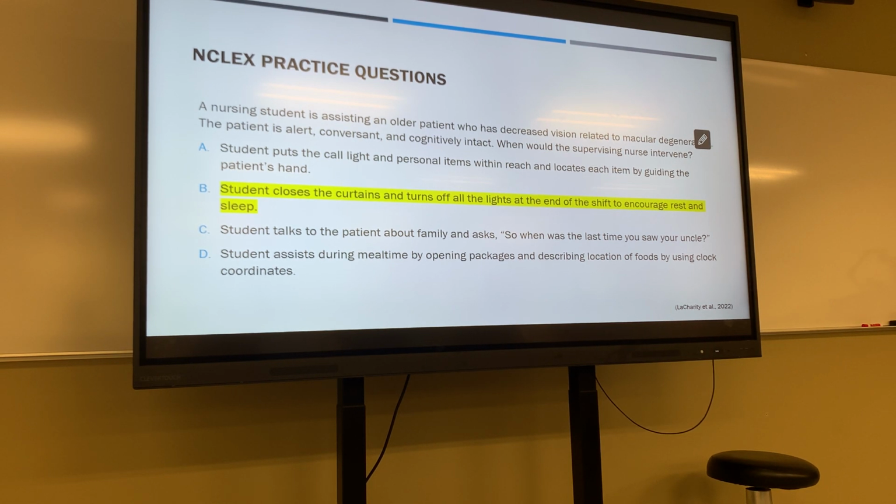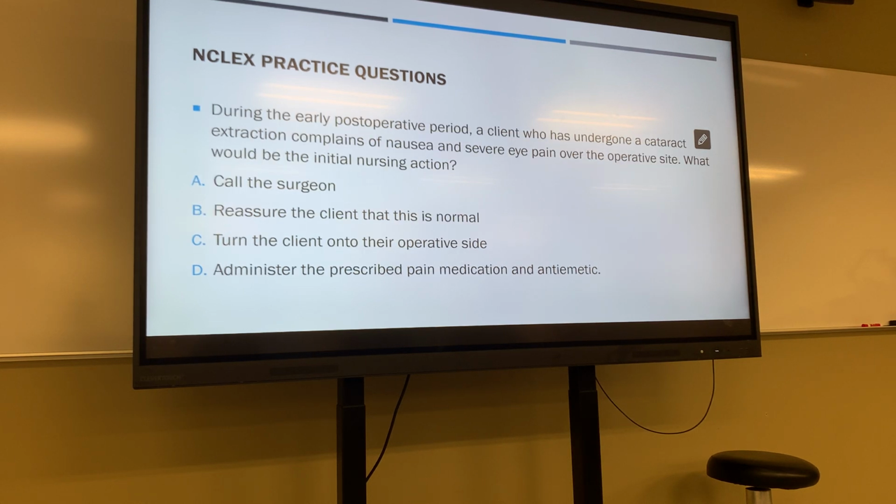Perfect. Okay, any questions about this one? All right, next one. During the early post-op period, a client who has undergone a cataract extraction complains of nausea and severe eye pain over the operative site. What would be the initial, this is another priority, initial nursing action? So take a look.